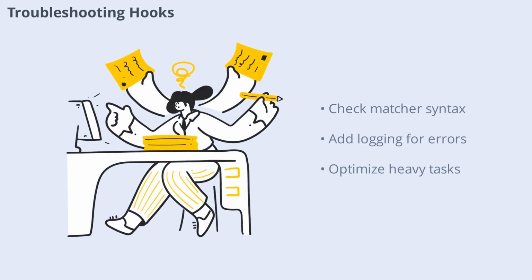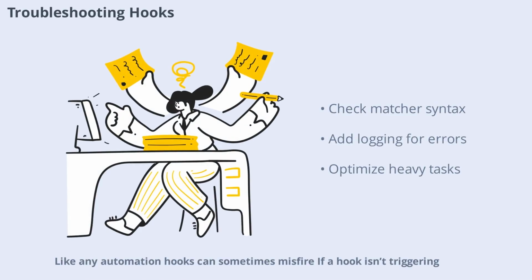Like any automation, hooks can sometimes misfire. If a hook isn't triggering, double-check your matcher syntax. Small typos can make a big difference. If a command fails silently, add logging to capture errors and debug more easily. And if everything feels slow, remember that hooks have a 60-second timeout. For heavy tasks, consider running them in the background or trimming their output. Treat your hooks like production code, reliable, maintainable, and well-tested.